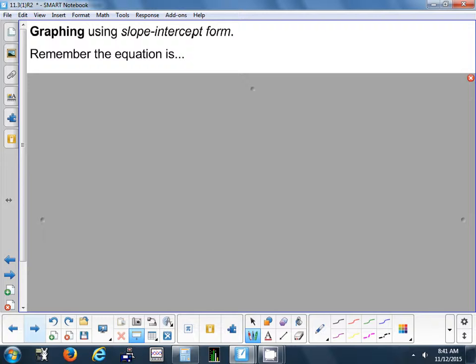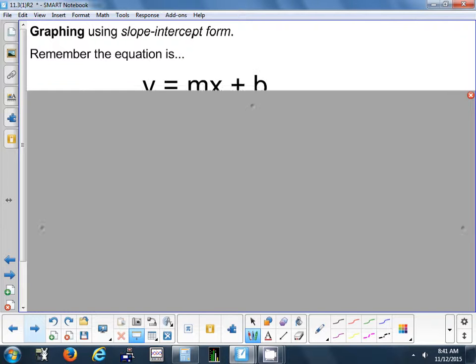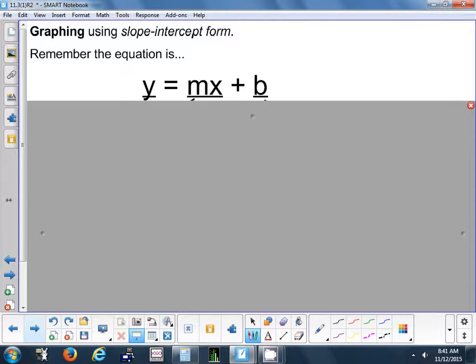Okay, once you get y by itself, now we can make a picture. All right, so guys, what was the formula we used for slope-intercept? Y equals mx plus b. Yeah, exactly. So I think on the back side you have some blanks. Just make sure you fill those in, just to write it down.